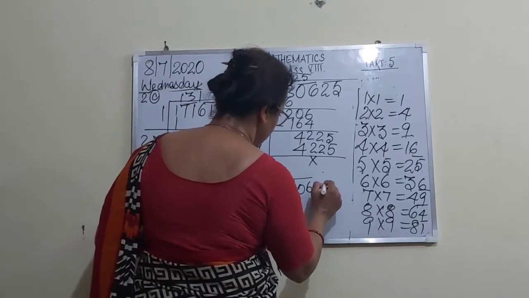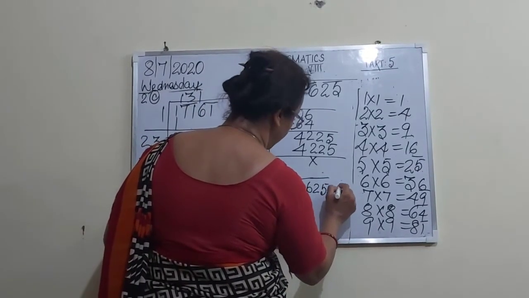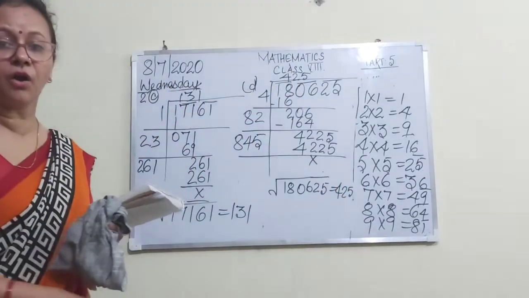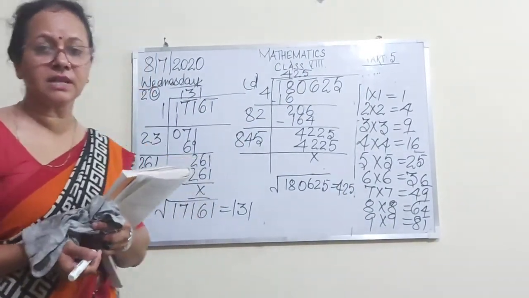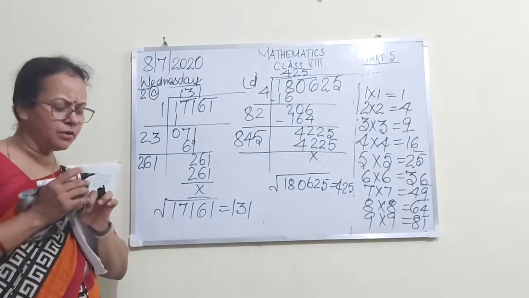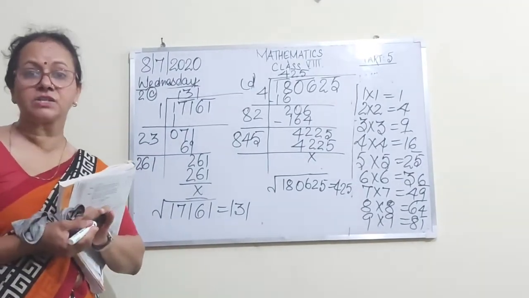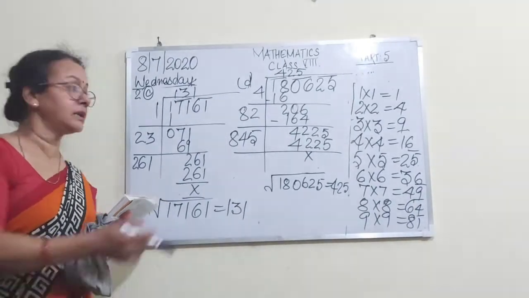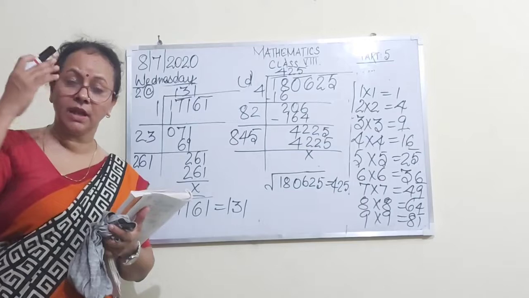The square root of 180,625 is 425. I hope this method of division to find the square root is clear to you. You will be doing more practice of this type of question, then you can learn lots of things, and this method will be useful in higher classes also.